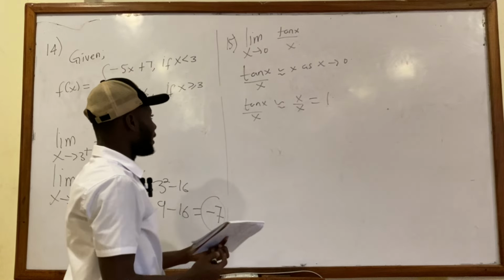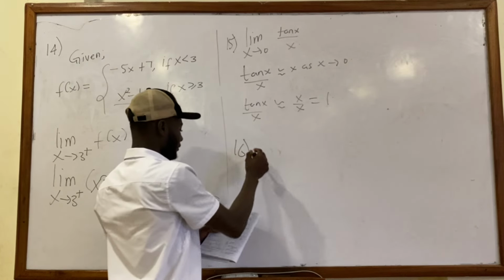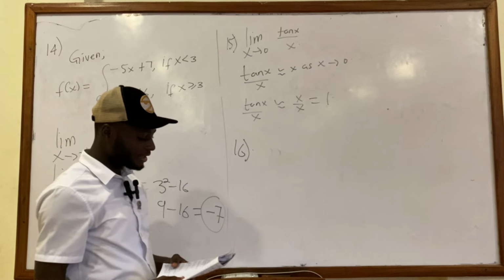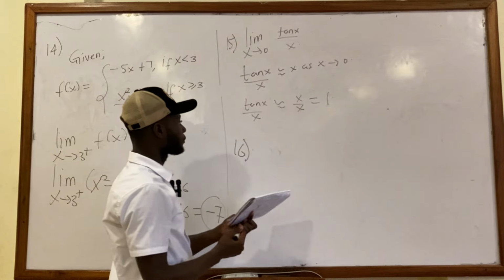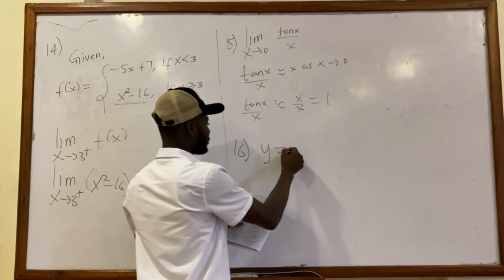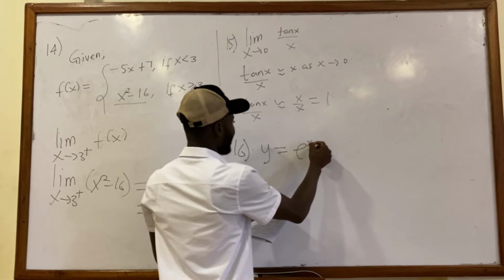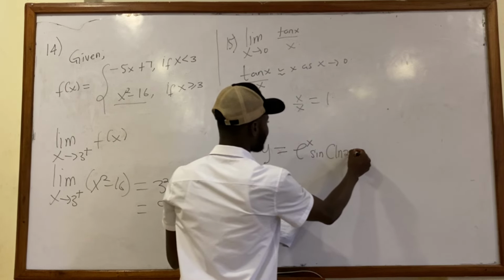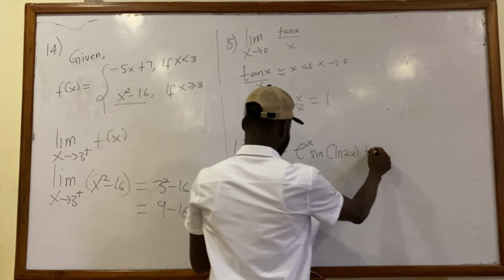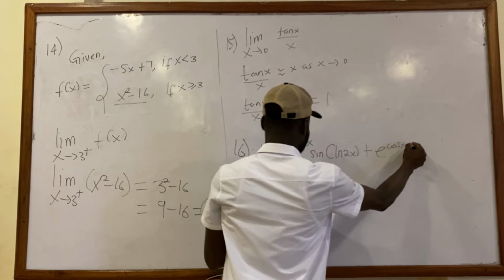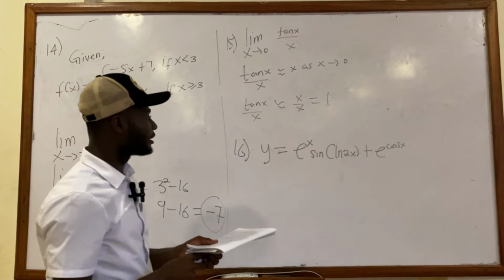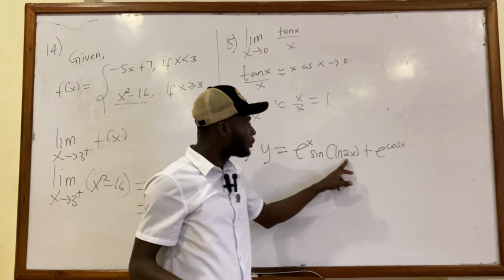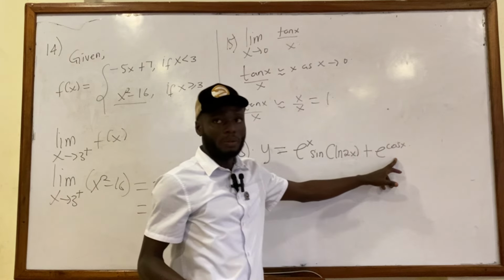So now, let's move on to question number 16. We are to differentiate this particular function: y equals e power x sine of ln 2x, plus e power cos x.